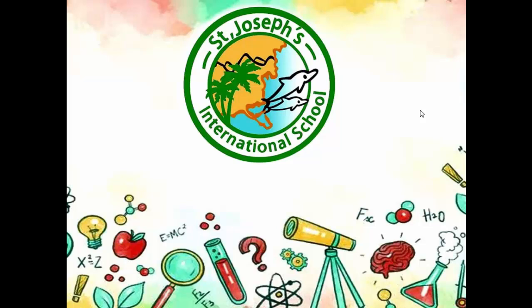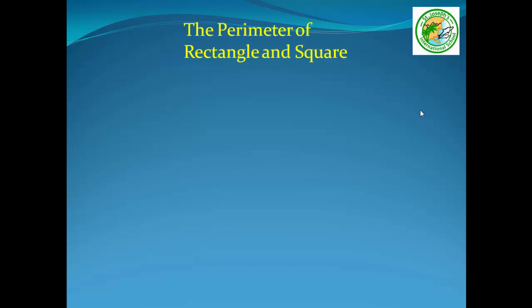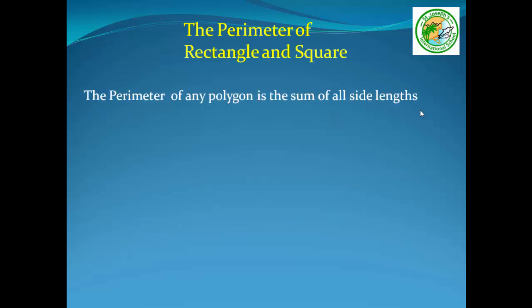Hello Primary 4. Our lesson today is the perimeter of rectangle and square. First, we must know that the perimeter of any polygon is the sum of all side lengths. Okay? Add all the side lengths together to get the perimeter of any polygon.